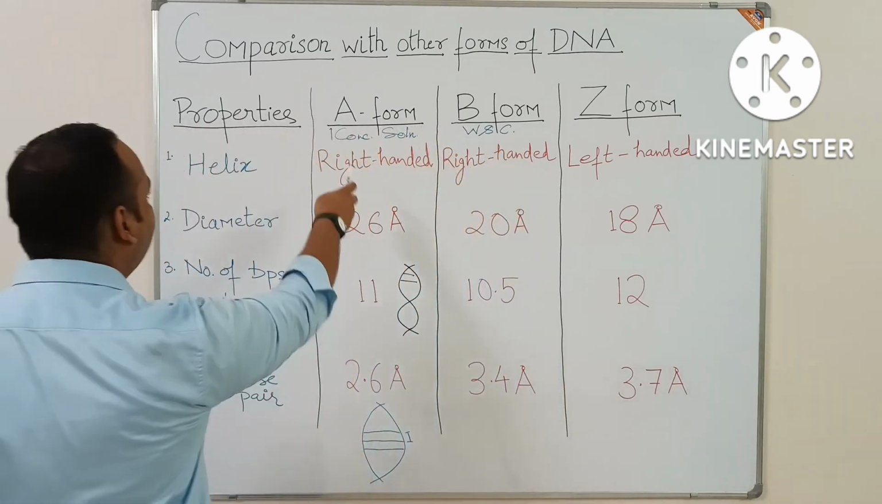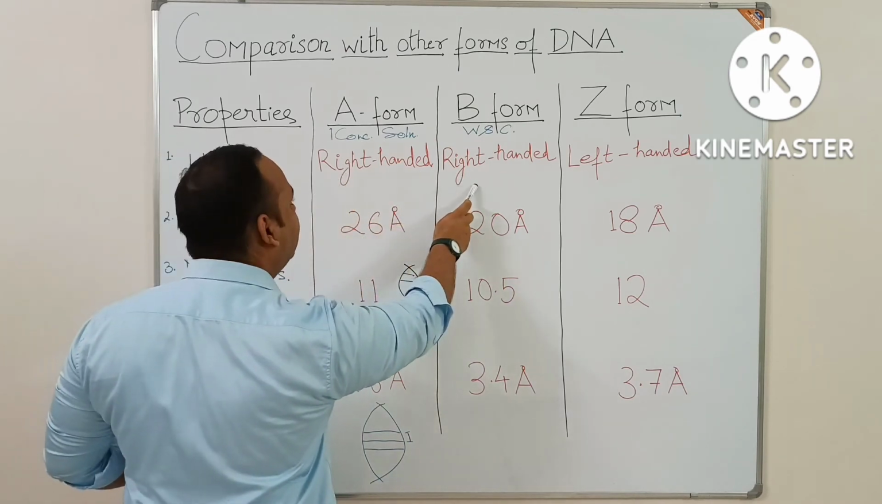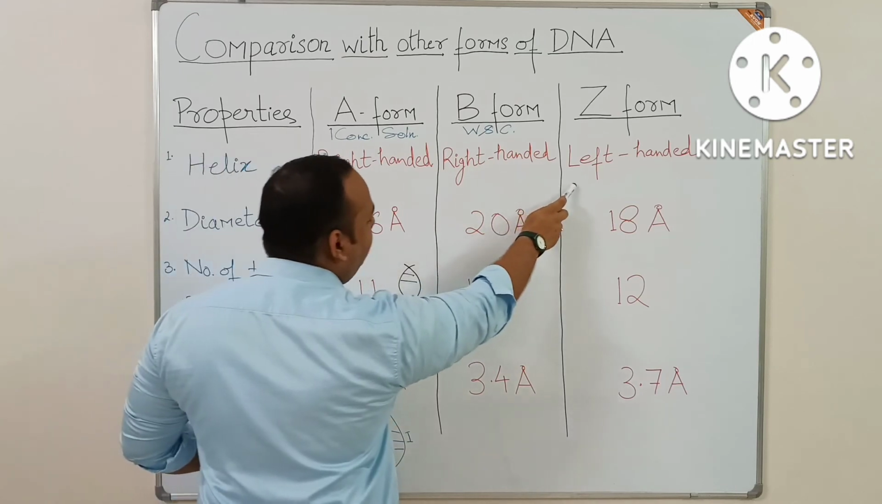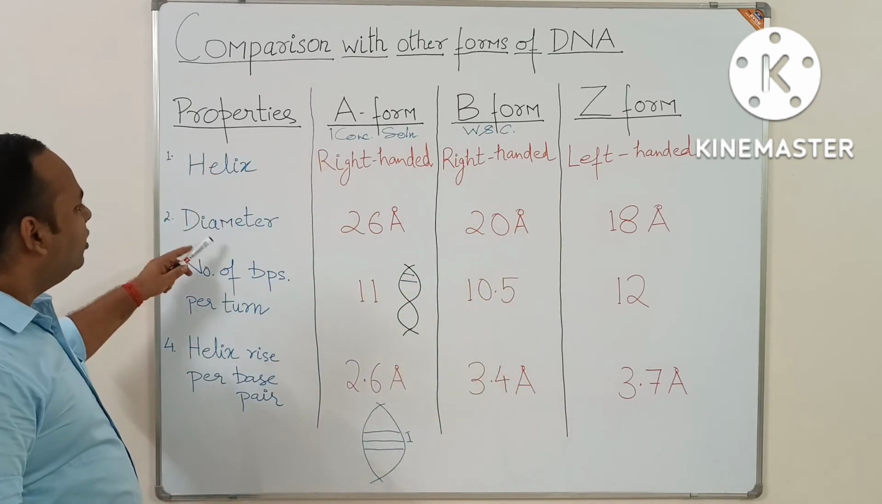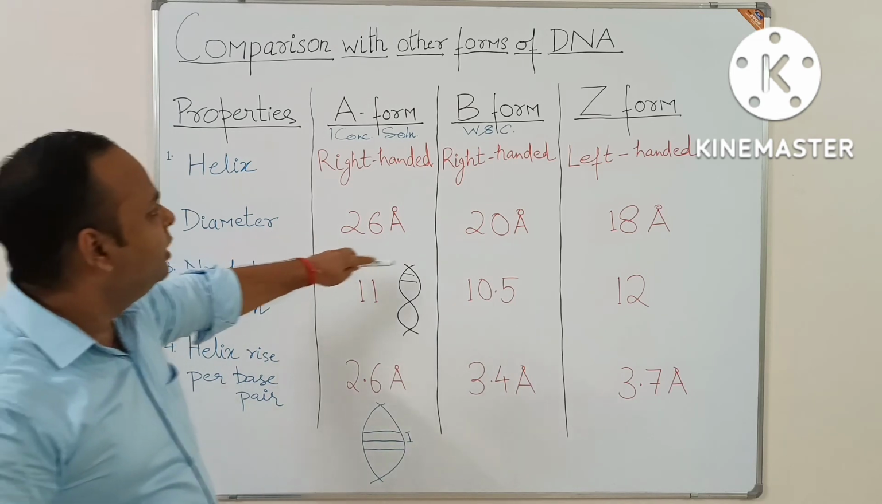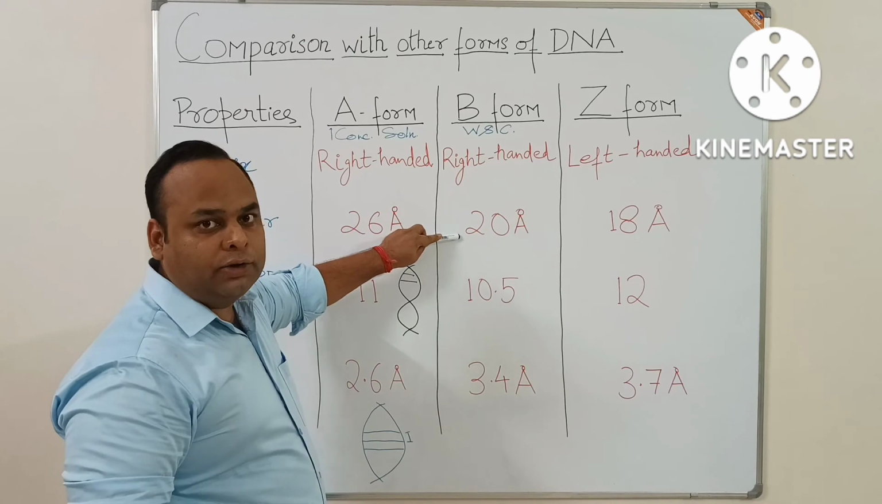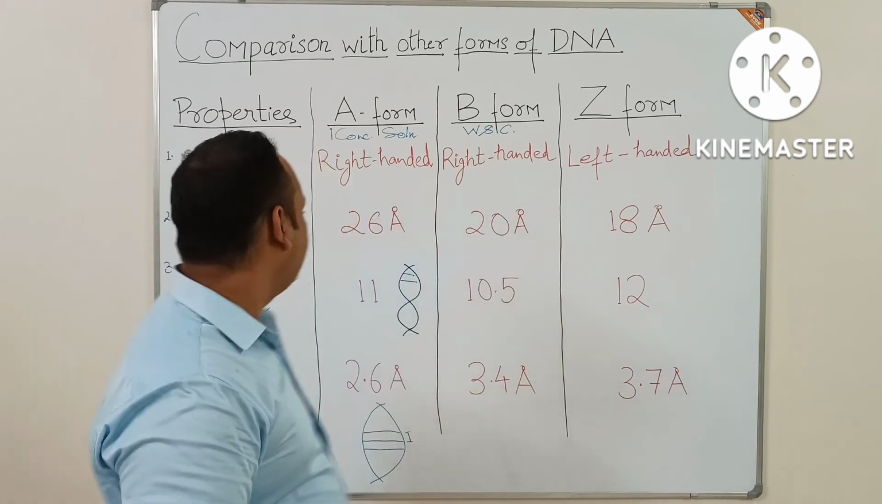So the A form of DNA is a right-handed double helix, B form is also a right-handed double helix, and Z form is a left-handed double helix. The width or diameter of A form DNA is 26 angstrom, B form is 20 angstrom, and 18 angstrom in Z form of DNA.